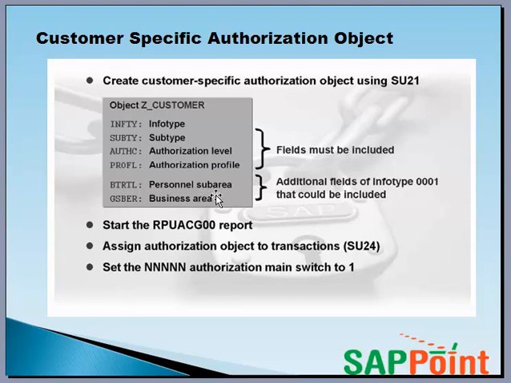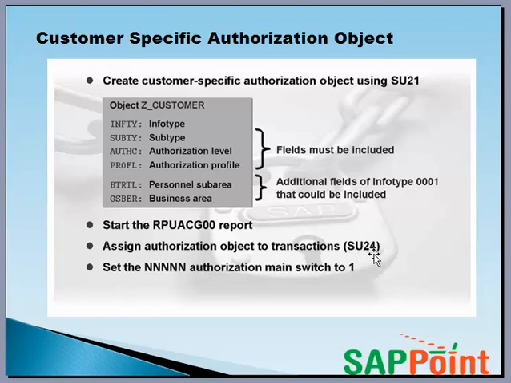Now, once you have done that, you have to execute the program RPUACG00 to activate the custom authorization object for security purposes. And then the next step that you need to do is to assign the custom authorization object that you created to the transaction code using the SU24 transaction. So you have to maintain the link between the custom authorization object and the transaction code, and that you can do using SU24.